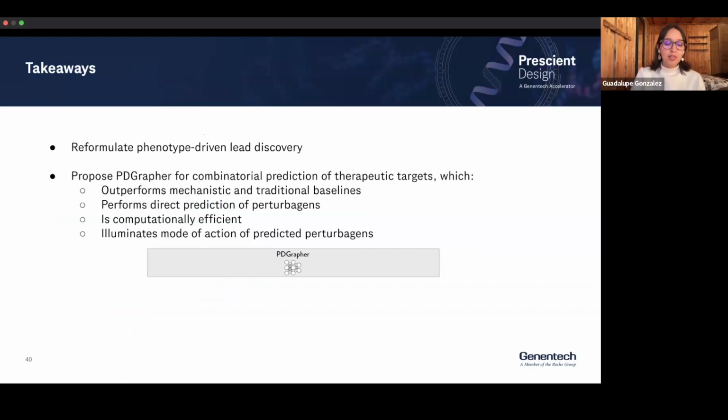So the takeaway from our work is that we tried to look at phenotype-driven discovery from a fresh perspective. We reformulated the problem and proposed PDGrapher for the prediction of therapeutic targets, which outperforms mechanistic and traditional baselines. It performs direct prediction of perturbations, is computationally efficient, and it illuminates the mode of action of predicted perturbagens.